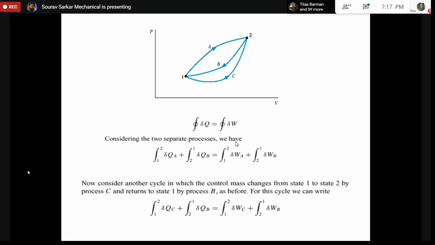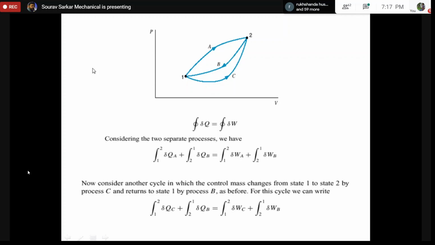We know that integration is nothing but summation. So these are basically the summations. Now, dQ equal to dW is valid whenever there is a cyclic integral. This law is valid only for a cyclic process. For any other process, heat transfer is not equal to work transfer. Only for a cyclic process, the net heat transfer equals the net work transfer.